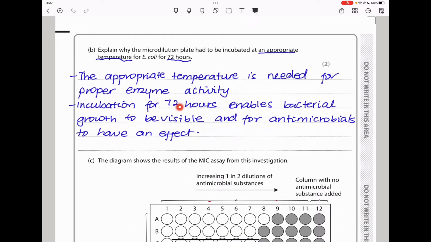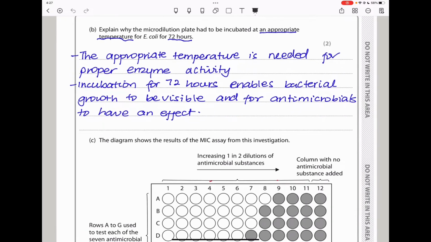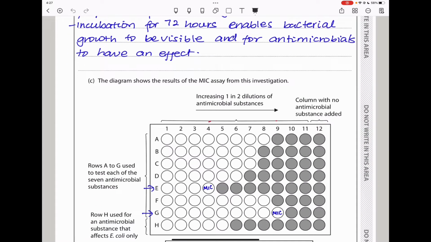The other part, incubation for 72 hours, enables bacterial growth to be visible for the antimicrobial substance to have an effect. So if we just culture maybe for 5 hours, we could conclude that the bacteria did not grow due to the antimicrobial substance, but actually it could be because we did not give it enough time for the growth to be visible or seen by our own naked eye. So 72 hours is appropriate enough to allow for the cultures or the colonies to be visibly seen in order to make a conclusive conclusion based on what we have observed.